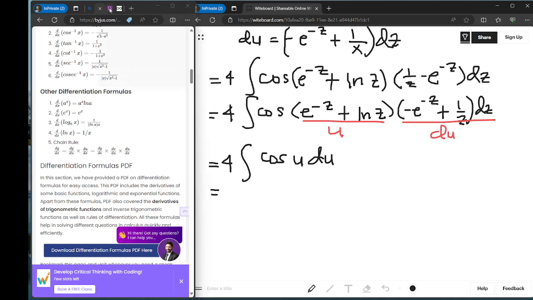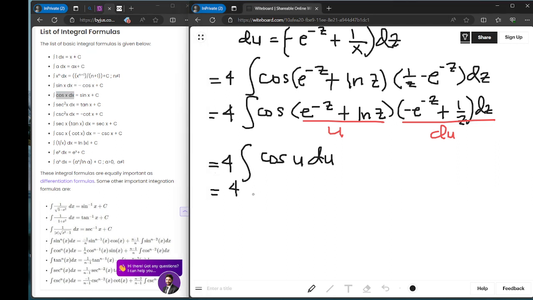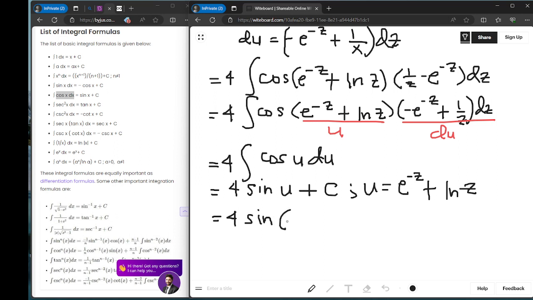If we take a look at the table of integrals, the integral of cosine is positive sine. So that is now 4 times positive sine of u plus c. And remember that our u is equal to e to the negative z plus ln of z. So this is 4 times sine of e to the negative z plus ln of z plus c.